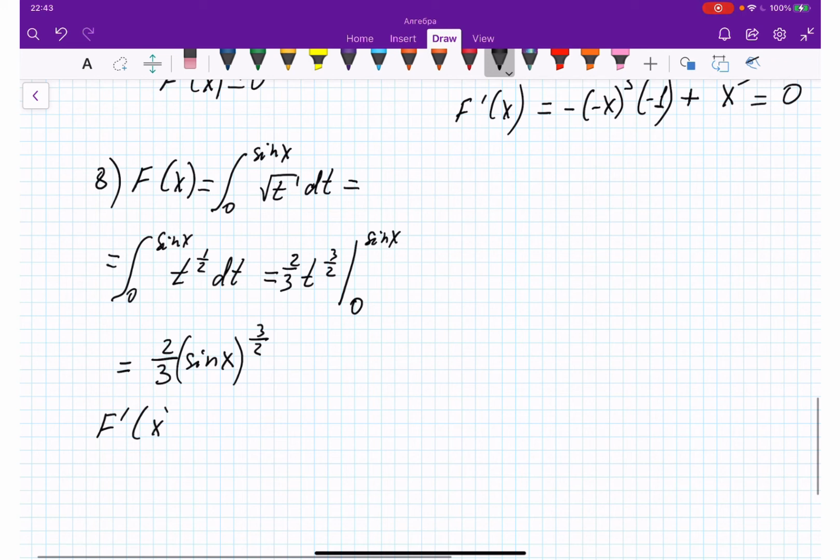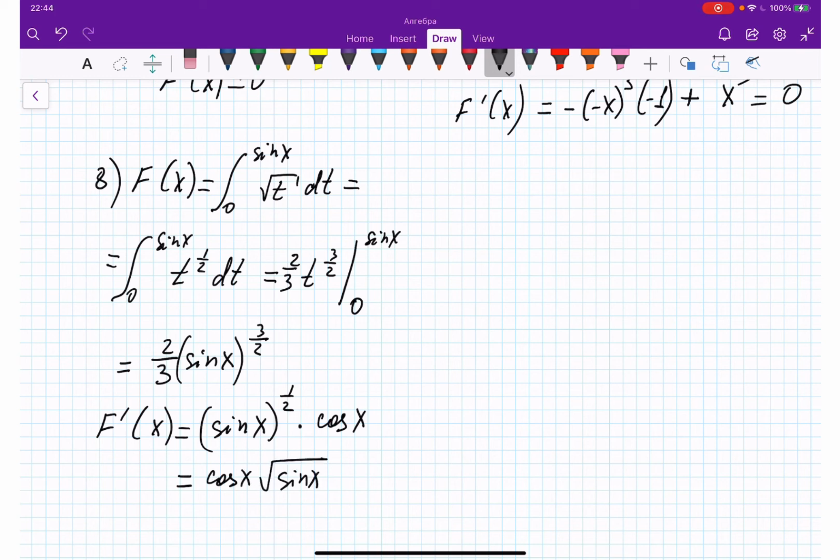And the derivative f prime of x is going to be equal to sine x to the power 1/2, right? We're taking the derivative, and times the derivative of sine x, which is cosine x. So this 3/2 when it comes in front is going to get cancelled, right? And 3/2 minus 1, we get 1/2. So the answer is going to be cosine x square root sine x.